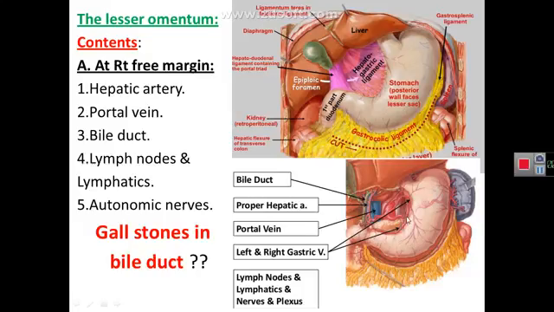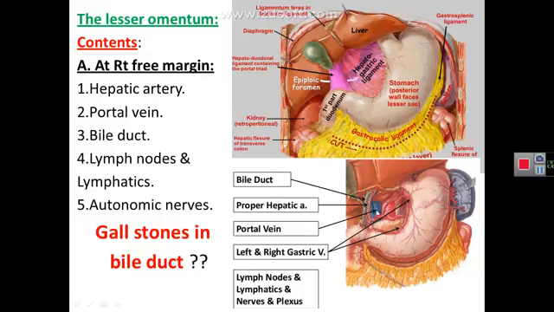While the contents at the free border, the right free border of the lesser omentum, are the bile duct, hepatic artery, and portal vein. You can see that here at the free border of the lesser omentum, the portal vein is posterior, and anterior to it are the bile duct and hepatic artery. The bile duct is on the right side and the hepatic artery is on the left side, and both of them are anterior to the portal vein.